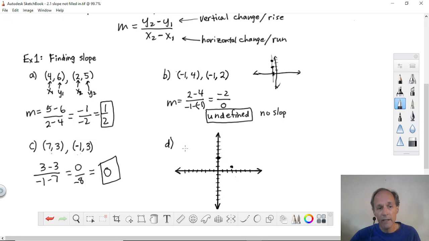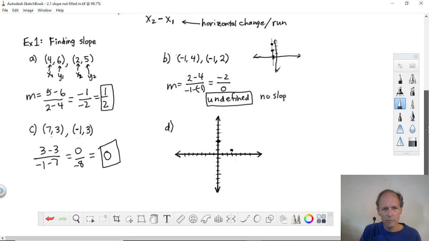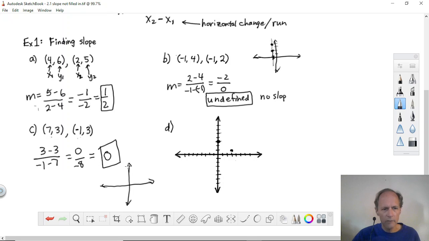So, what would that look like? Well, let's go ahead and make a little picture of that one. Scroll up a little bit. Give us more room. And make a little graph here. So our first point is 7, 3. Give myself a little more room to draw.